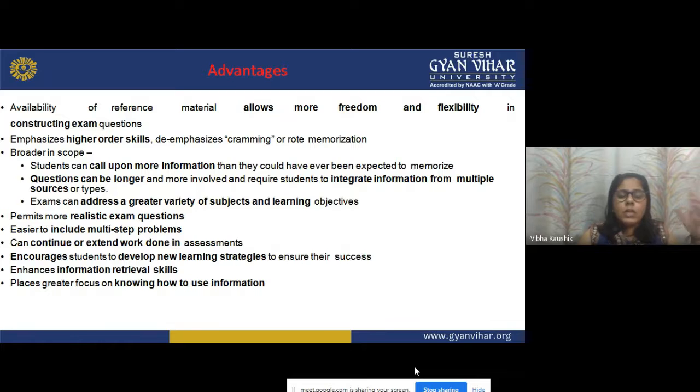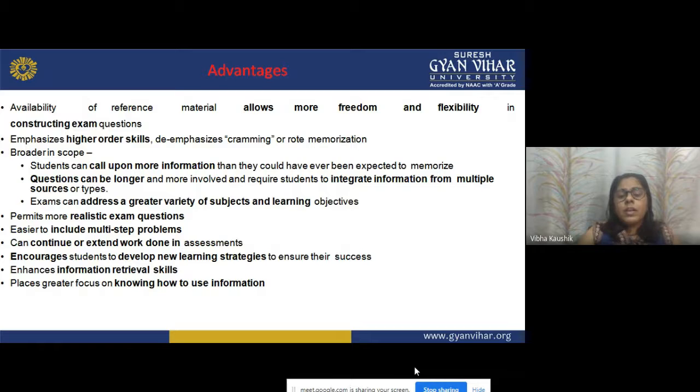Questions can be longer, it can be an essay type question, or more involved and require students to integrate information from multiple sources or types. These questions can be long, and can require students to integrate all the information that is available from multiple sources. Exams can address a great variety of subjects and learning objectives. It permits more realistic exam questions, is easier to include multi-step problems, can contribute to or extend work done in assessment, and encourages students to develop new learning strategies to ensure their success.